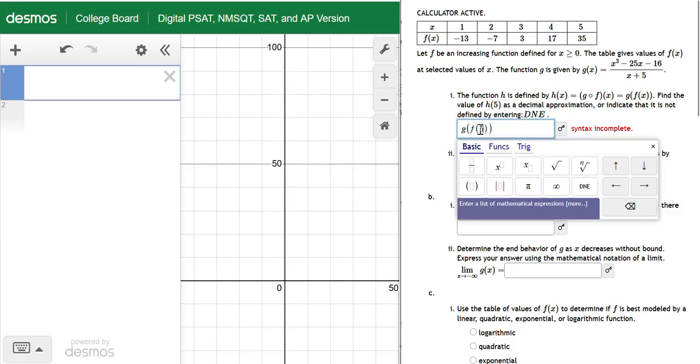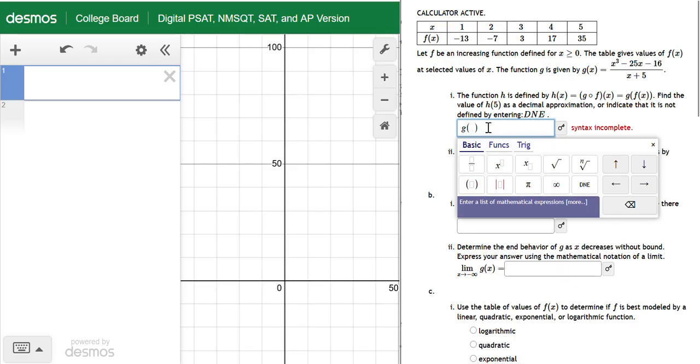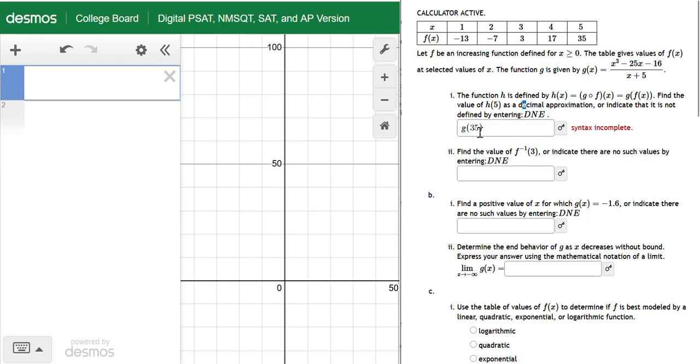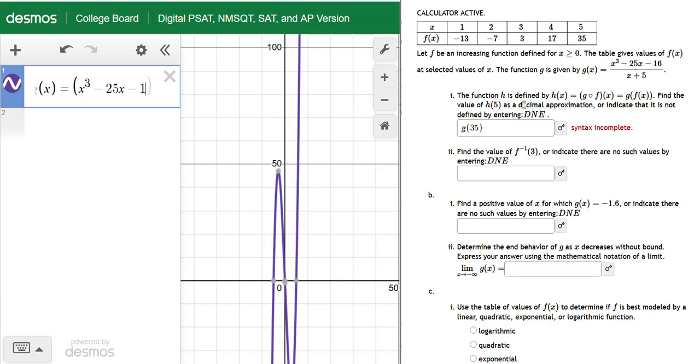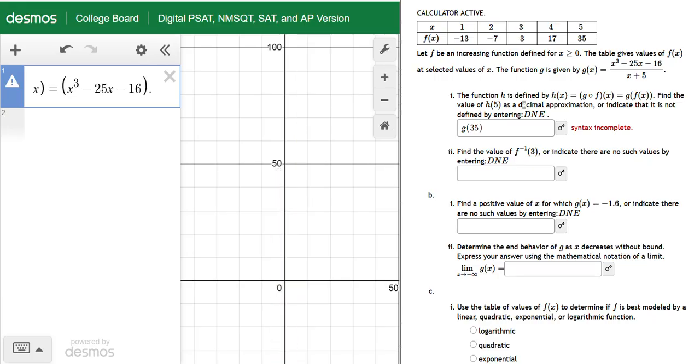So the inner function, f of 5, the input of 5 gives us an output of 35. So I can replace f of 5 with its value 35. And now I can evaluate this g function for 35. So I have two options. One, I can type the whole g function into Desmos. So g of x is equal to x cubed minus 25x minus 16, all divided by x plus 5.